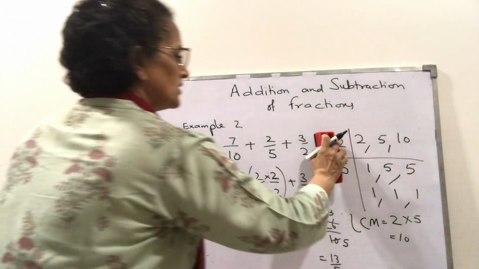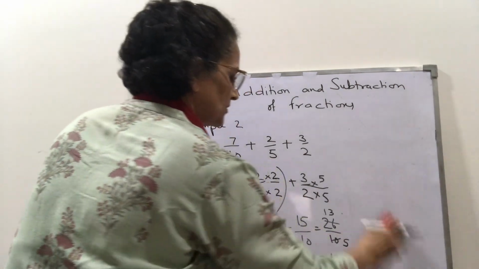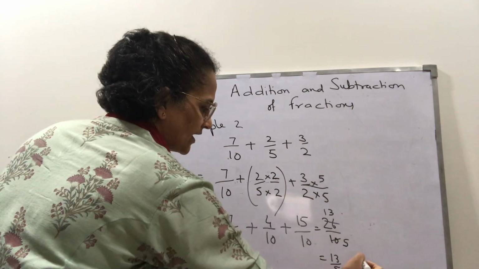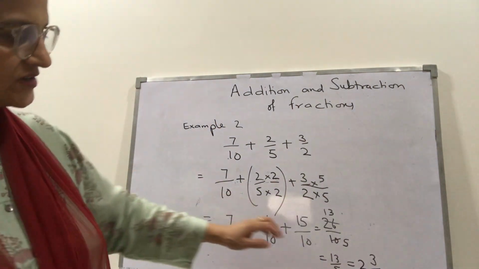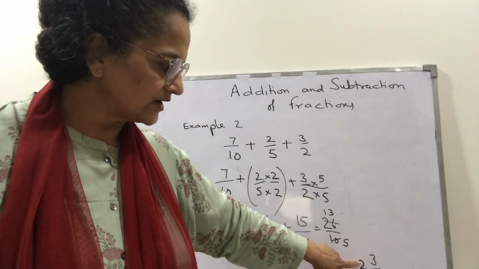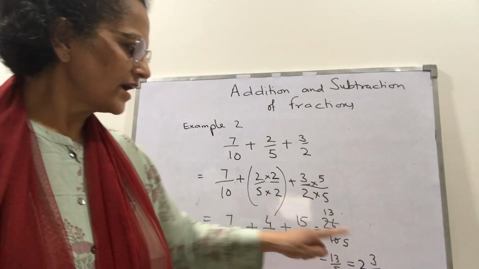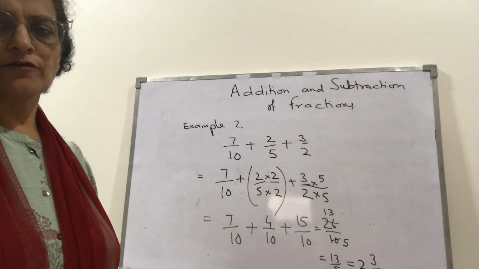I have shown in the previous one how to write the mixed numeral answer. So you can divide 13 by 5 and you get 2 3 by 5. I can recheck. 5 2s are 10, 10 plus 3 is 13, 5 is my divisor. So this way you can add your fractions.